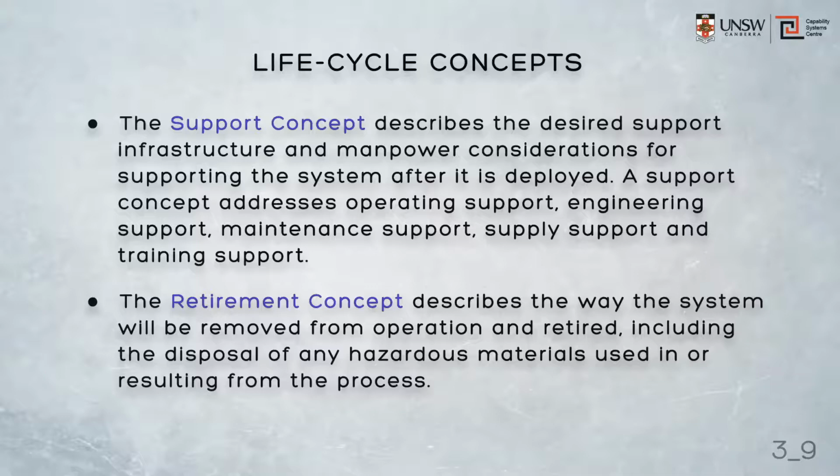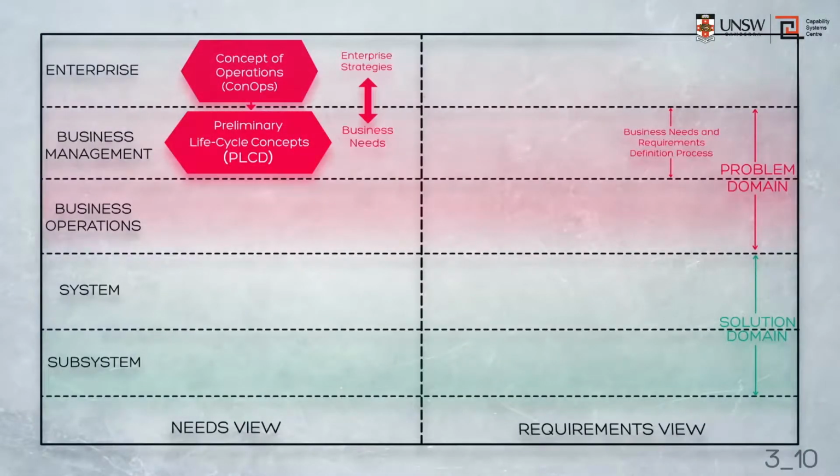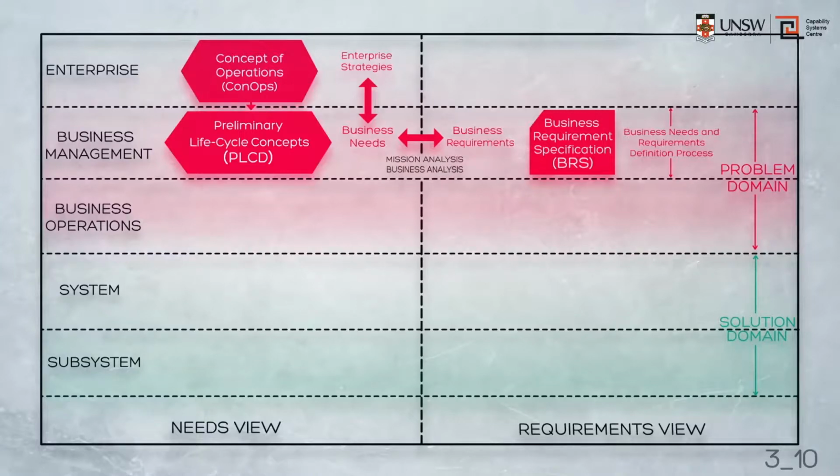Now, at this very early stage, the business management has prepared draft or preliminary documents, and they're going to be fleshed out by stakeholders at the business operations level. First, however, the business needs that are contained in these preliminary documents are elaborated and formalised into business requirements, and they are documented then in the Business Requirement Specification, the BRS, which is sometimes called the Business Requirement Document, or the BRD. The process by which business needs are transformed from needs into business requirements is called mission analysis or business analysis. Once business management are satisfied that their needs and requirements are reasonably complete, they pass them on to the business operations level.